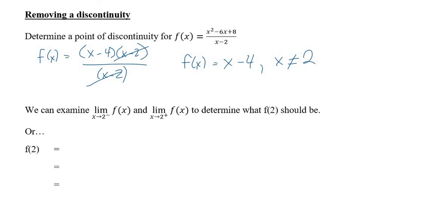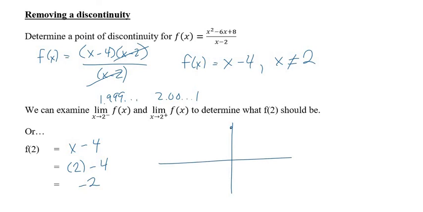Or, that would be the long way of doing it. We could try and find some small values, like plugging in 1.999 and 2.001. Or we can just use the original simplified function because we know it should follow the same behavior. So x minus 4: f of 2 is going to be 2 minus 4, or negative 2. So essentially, what the graph is going to look like is the line x minus 4, slope of 1. But at x equals 2, we're going to have a hole.